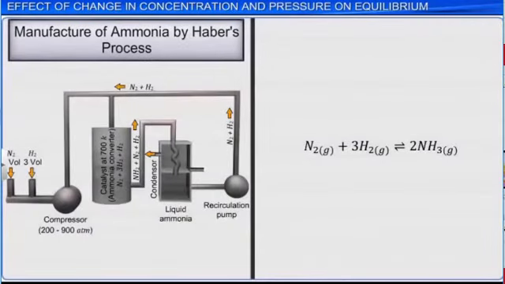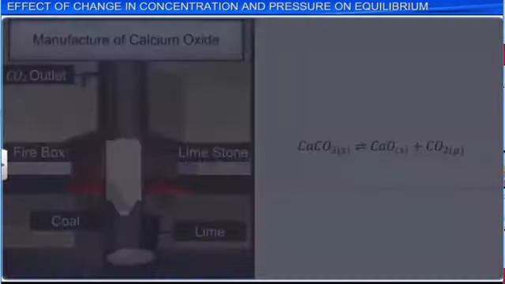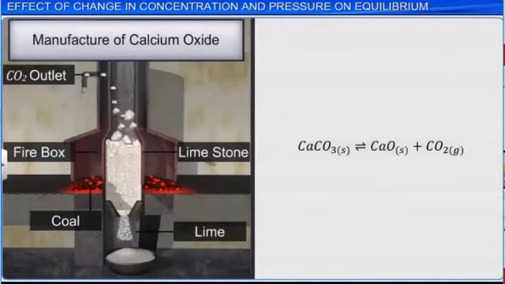In the manufacture of ammonia by Haber's process, a high yield of ammonia is favored by the addition of the reactants nitrogen or hydrogen, or the removal of the product ammonia from the reaction mixture. In the large-scale production of calcium oxide, which is used as an important building material, from calcium carbonate, carbon dioxide is constantly removed from the kiln, which drives the reaction to completion.